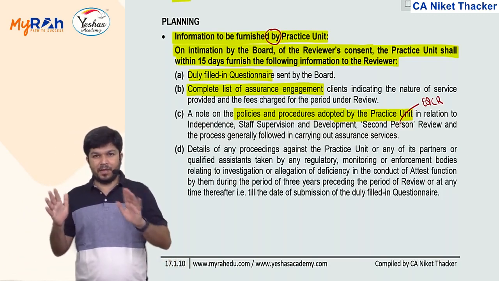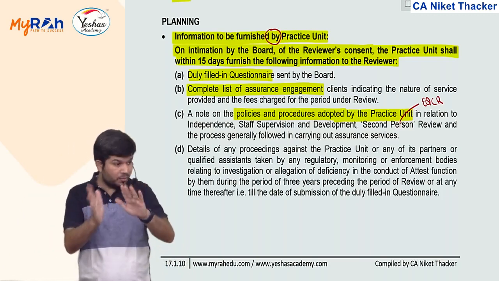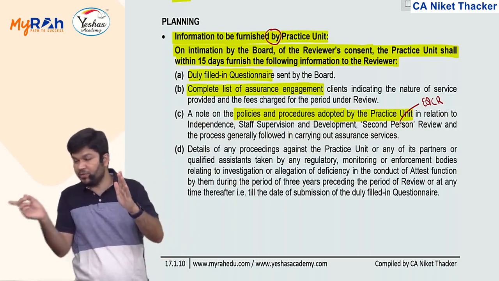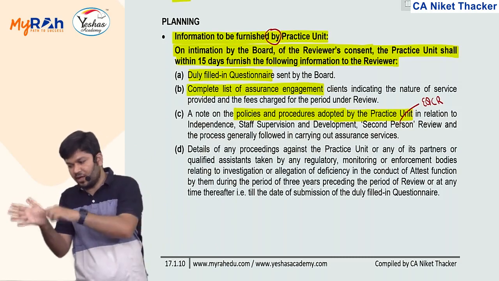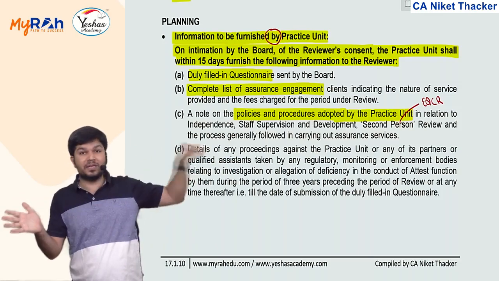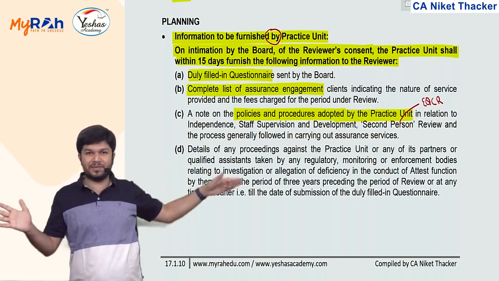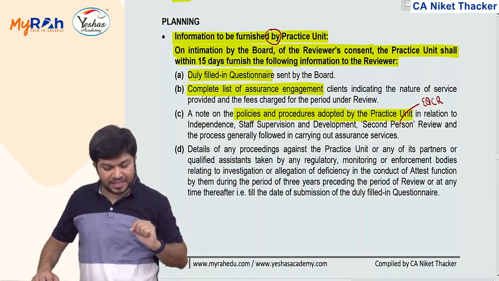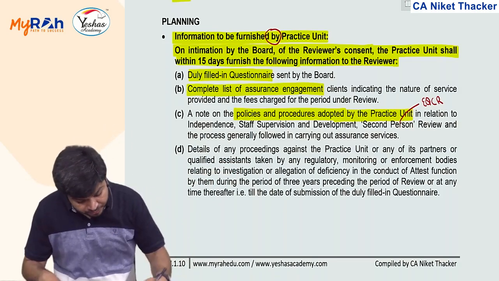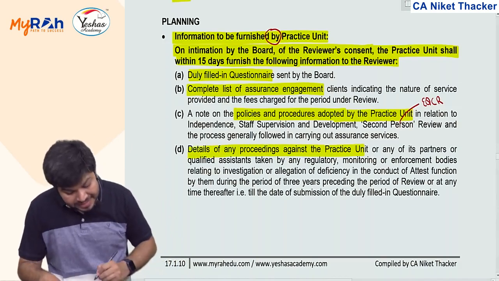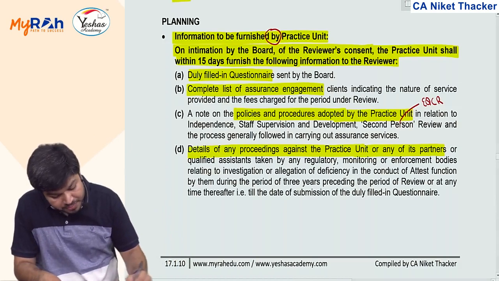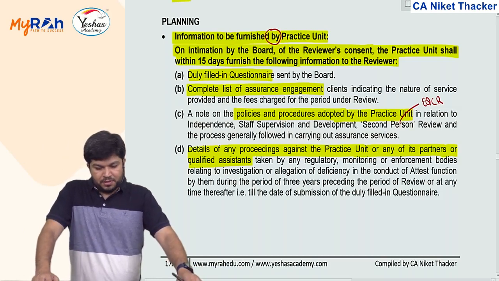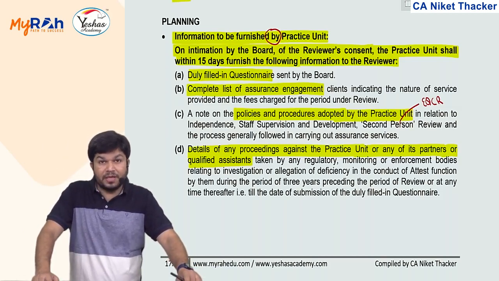Okay, so you give the name to the board. I select this. The board will ask that reviewer, are you ready? If the reviewer gives the consent, now the board will tell the PU that the reviewer has given the consent, and now within 15 days you have to send to the reviewer directly, PU and reviewer. Now the PU has to send to the reviewer the duly filled in questionnaire, list of assurance engagements, policies, procedures adopted by the PU, and the details of proceedings going on against the PU or any of its partners or the qualified assistants. All those details are required to be given.